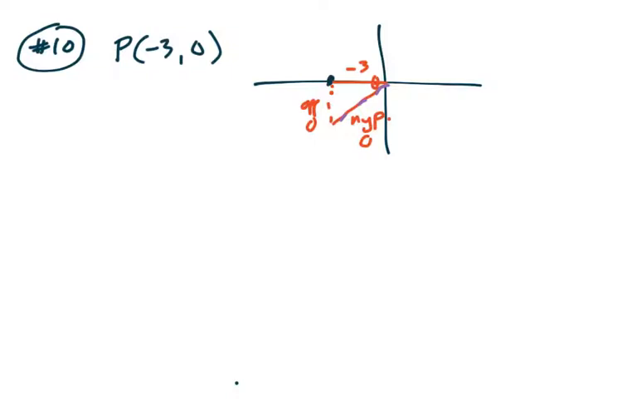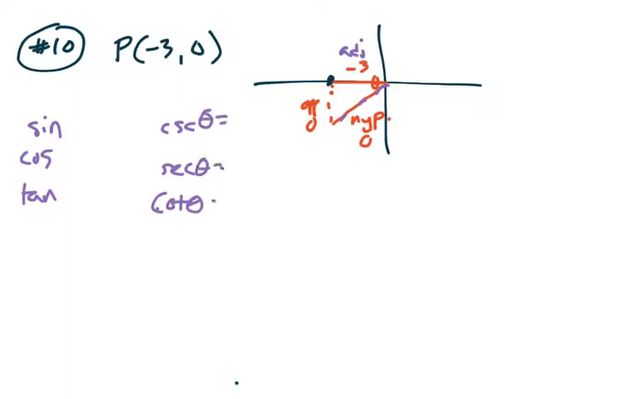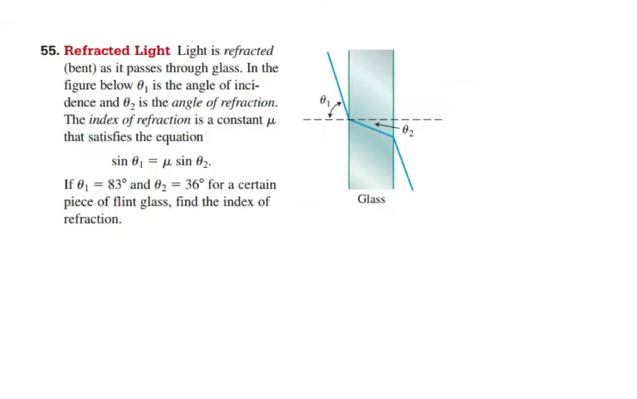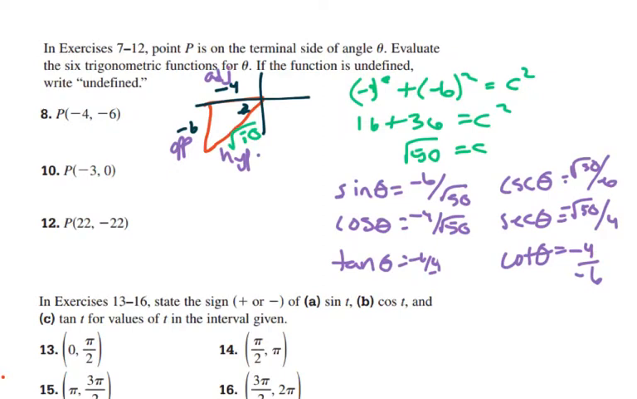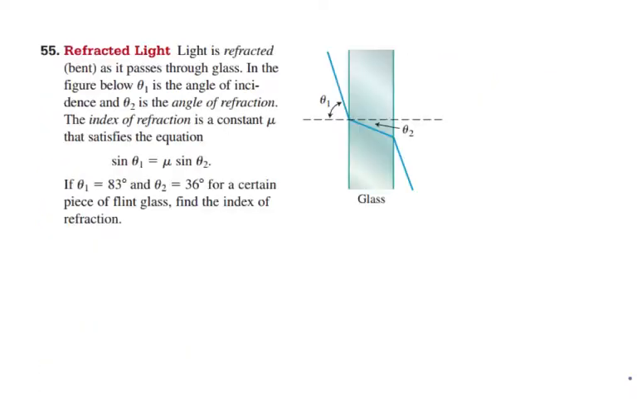So if we go ahead and identify each of these, again, sine, cosine, tangent, cosecant, secant, and cotangent. This is where that piece in the direction of if it's undefined, you would mention that. So we're going to say this here. If the function is undefined, write undefined.